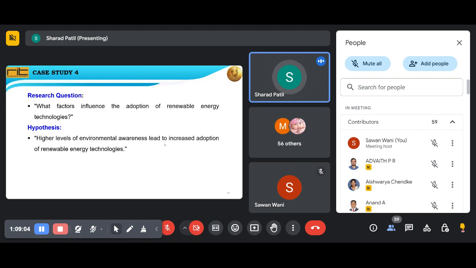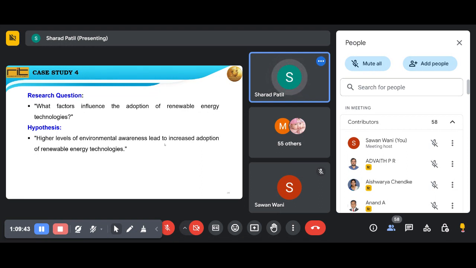Last case study, just for the research questions. Suppose you are going to use renewable energy technologies. Nowadays you know that a lot of promotion is going on for the use of renewable energy technologies, and as mechanical engineers we know that there is a need to shift, to move towards the use of renewable energy technologies. So someone wants to work on that, that is, the use of renewable energy technologies, or promote people to use renewable energy technologies.